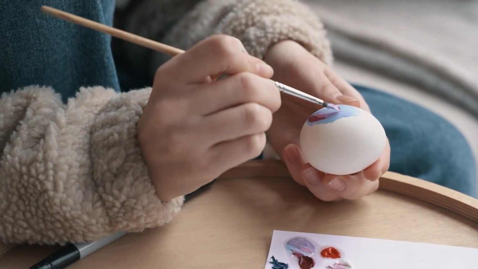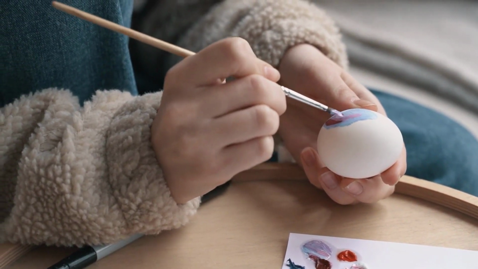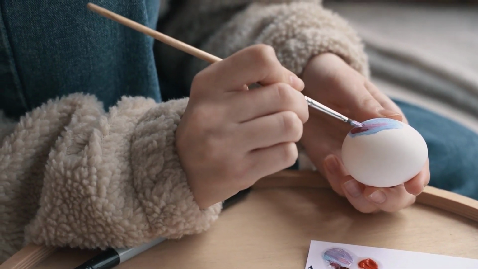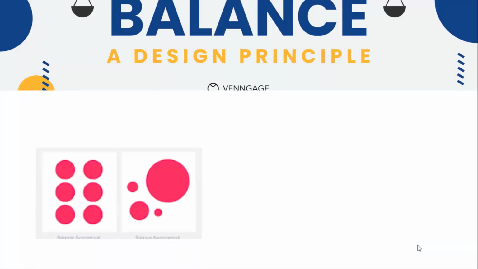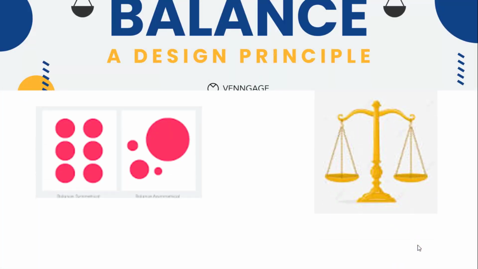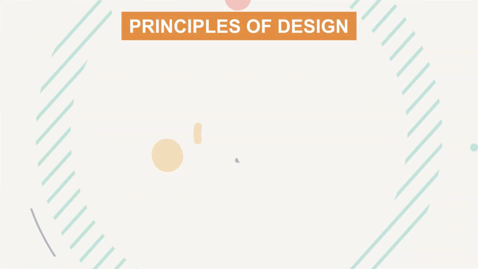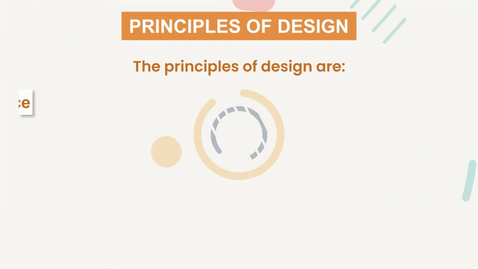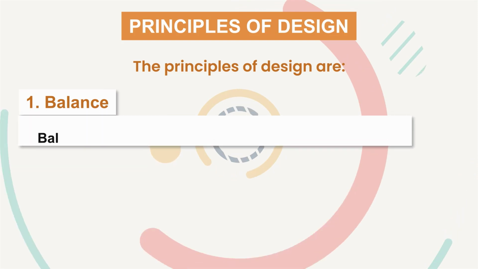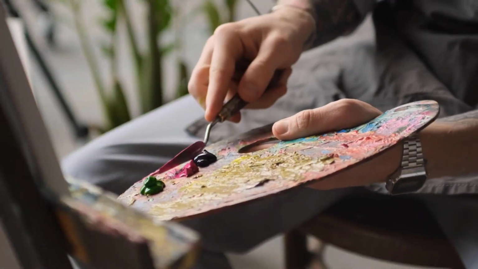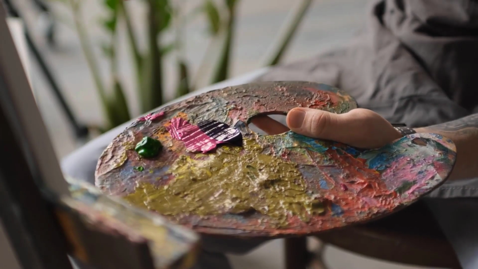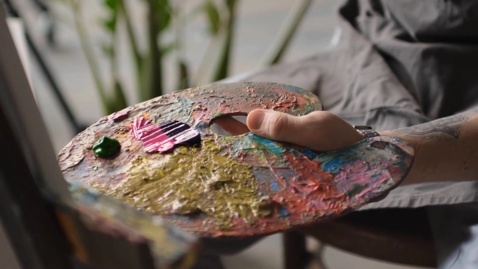The principles of design are, number 1, balance. Balance is a systematic arrangement of design or art that attracts or creates impression.